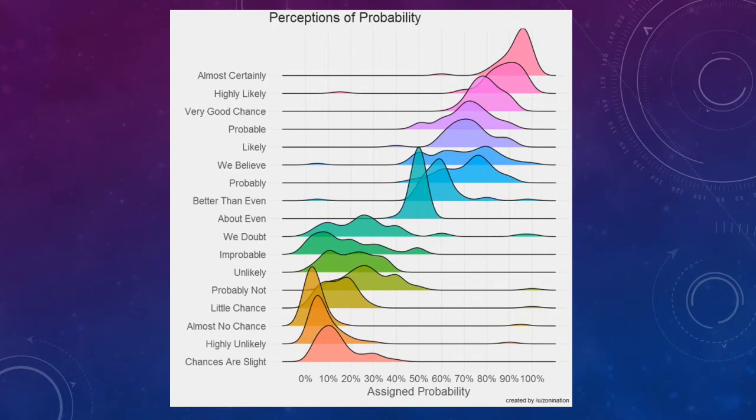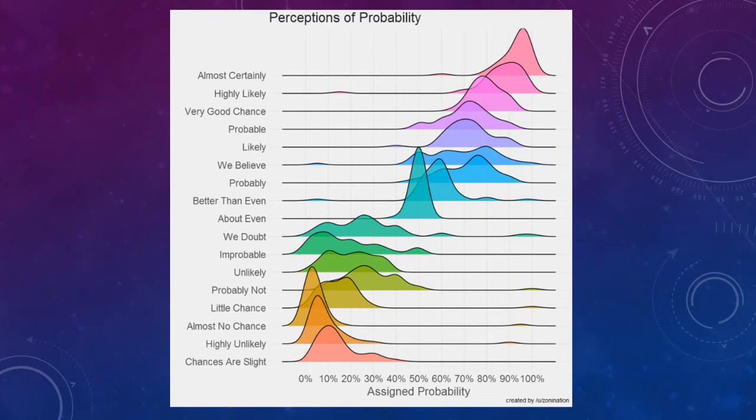Almost certainly seems to correspond to something between 90 and 100. Almost everybody agrees it's somewhere between 90 and 100. So notice at least two things about this. Notice one, that these are not like points, right? It's not that everybody agrees on what probability things correspond to. These curves are a little bit spread out. So there's differences in how people perceive these words.